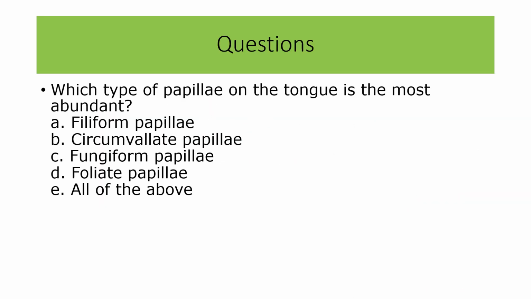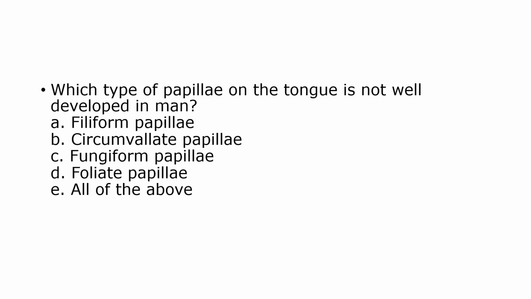Let's see some questions. Test yourself. Which type of papillae on the tongue is the most abundant, the most numerous? Yes, excellent, it is filiform papillae. Let's see another. Which type of papillae on the tongue is not well developed in man? Rudimentary type. Excellent, it is foliate papillae, which is present on the posterior third of the tongue.